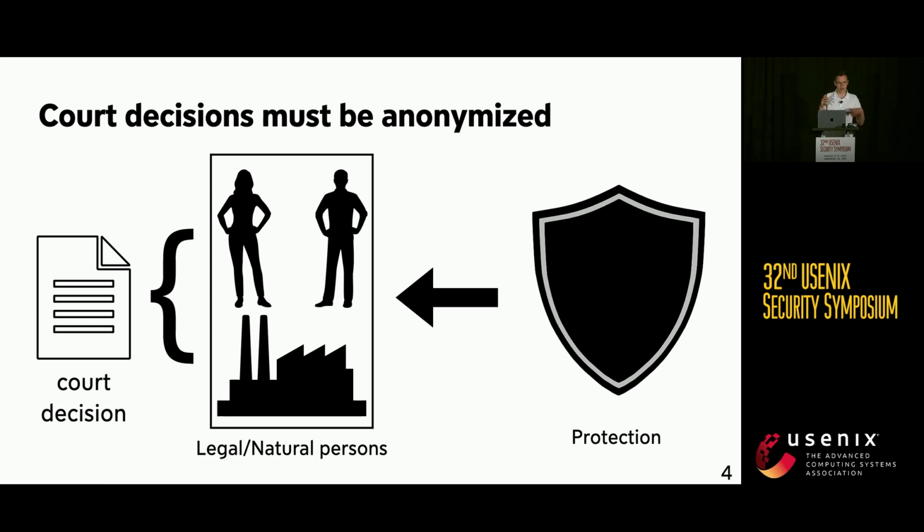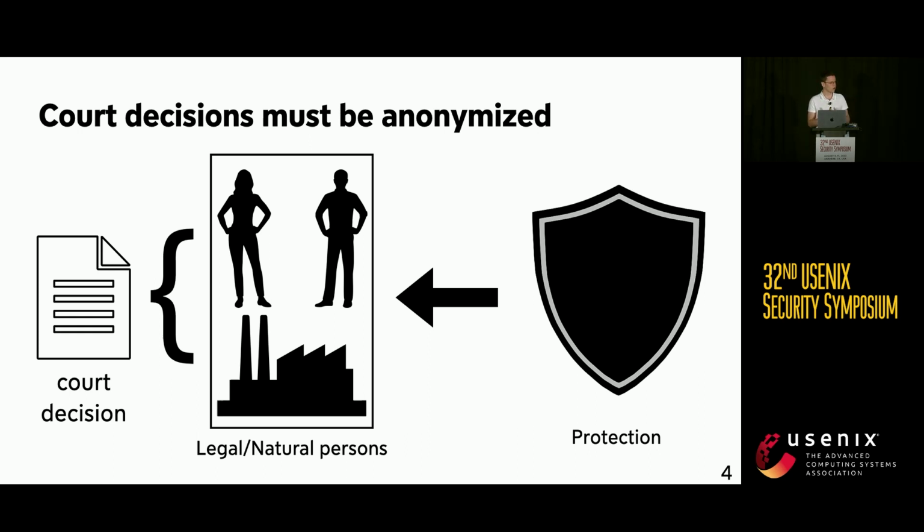On the other hand, there are a lot of persons involved in these decisions. We distinguish natural and legal persons, where you can think of legal persons as companies. And the interest and the data of those persons in the decisions must be protected. So in Germany and also in the European Union, this is typically done via anonymization.